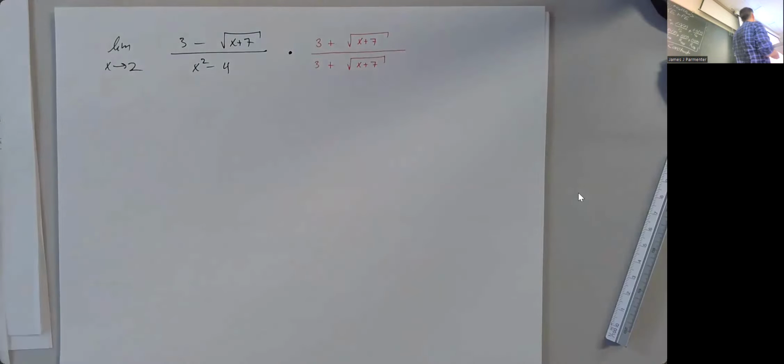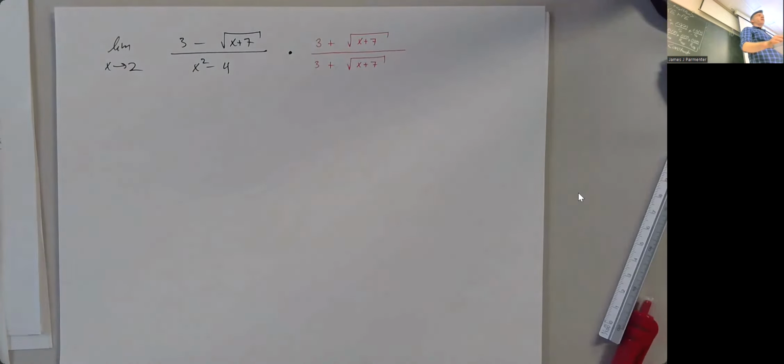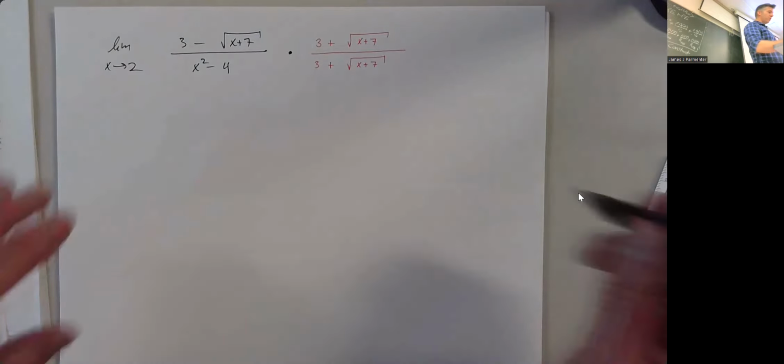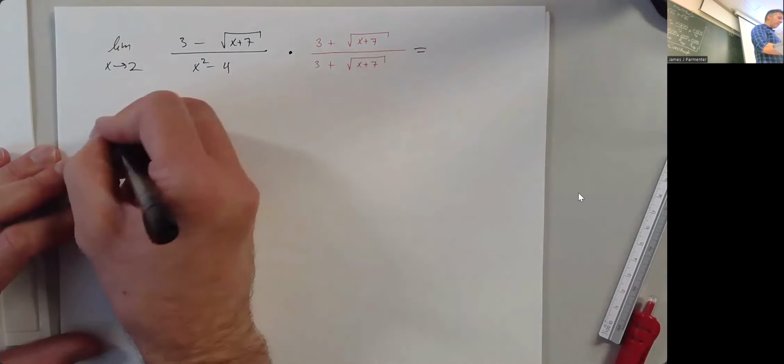And now I can't remember because I teach a lot of classes. Did we talk about conjugates last time in class? Okay, cool. So we know that when you multiply something by its conjugate, you don't get the middle terms, right? You just get the first term squared minus the second term squared. So when we multiply this out, here's what's going to happen.